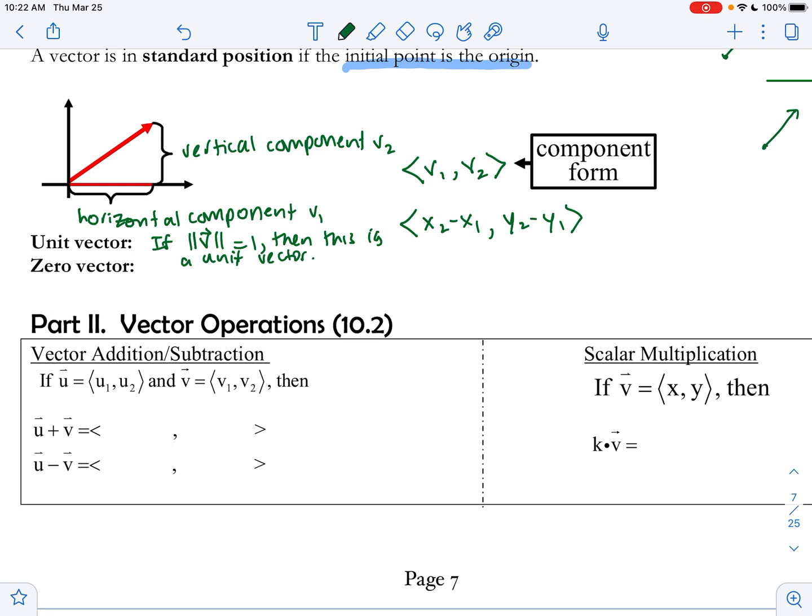A zero vector is a vector with no magnitude. So if you think about a vector with no magnitude, that means it's a single point. So there is no direction tied to it at all.